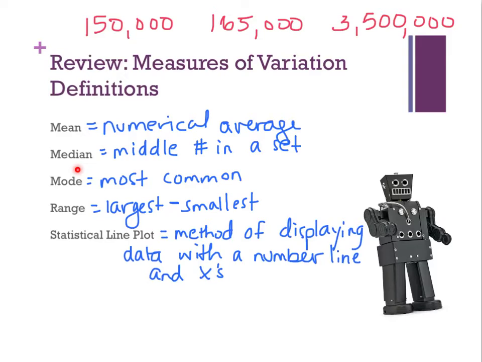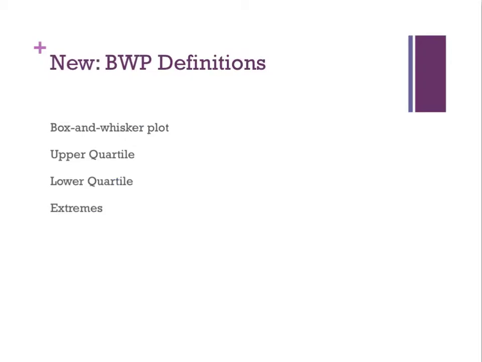Let's look at some new ones. Okay, box and whisker plot. That's something we're going to be making. And the upper and lower quartiles and the extremes have to do with that box and whisker plot. And while some of you may have learned how to make box and whisker plots, most of you have not. So I'm going to give you the basic definitions here on this slide. So let me pause it and write some stuff in for you, and then we'll go over it real quick.